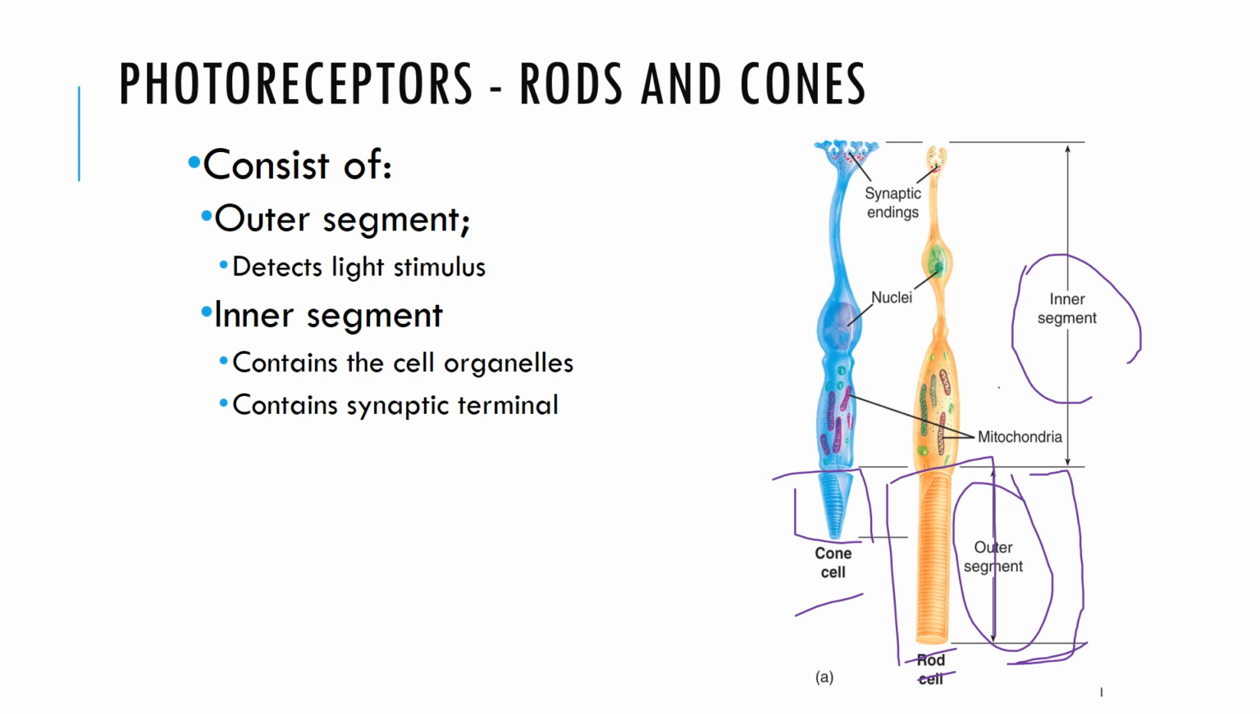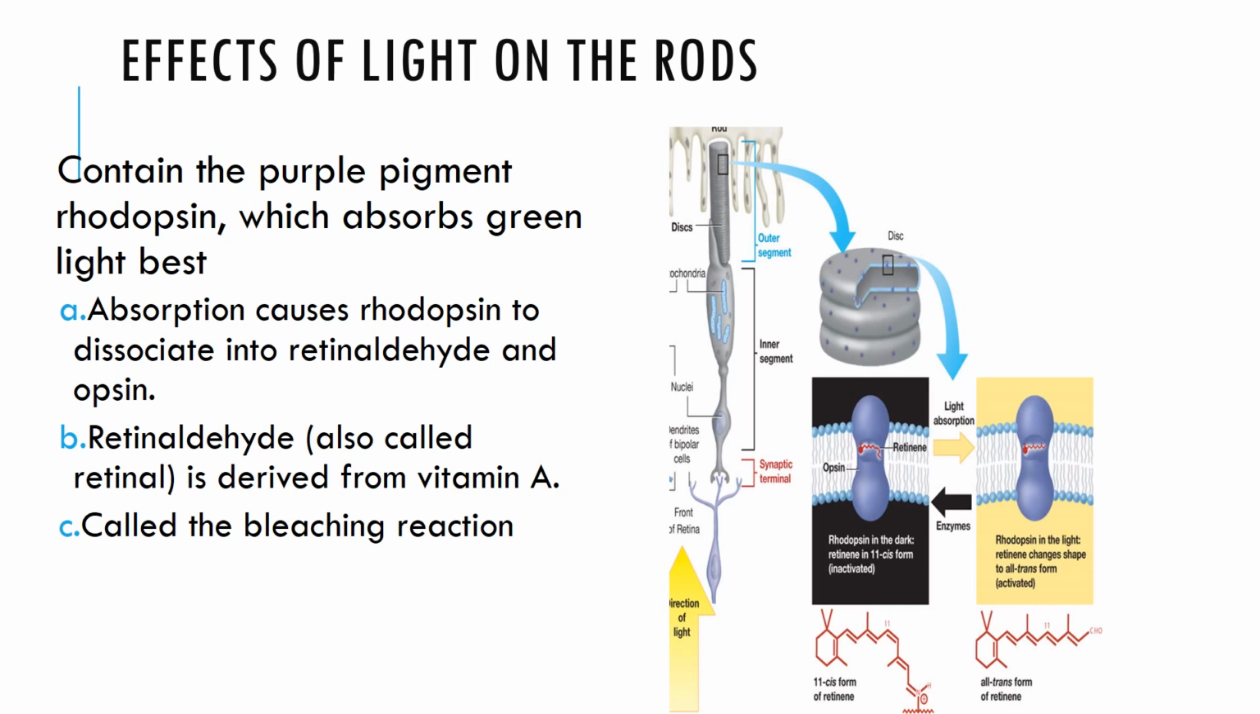So the effects of light on the rods: rods allow black and white vision in low light. And these contain a purple pigment called rhodopsin, which absorbs green light best. This absorption then causes rhodopsin to dissociate into retinal aldehyde and opsin. Retinal aldehyde, which is also called retinal, is derived from vitamin A, and when we have an excess amount, this is called a bleaching reaction.